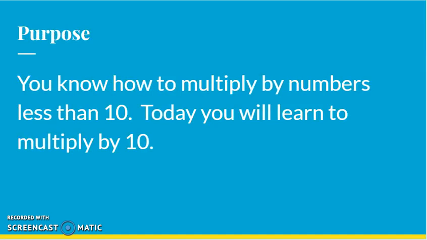The purpose for our lesson today is you already know how to multiply by numbers less than 10. We talked about, again, 2s, 5s, and 9s already. We were working on some of those things on Friday. We'll continue some of those on the day we return back to school. But for now, we're going to go ahead and work on 10s. So we're going to be learning how to multiply by 10.